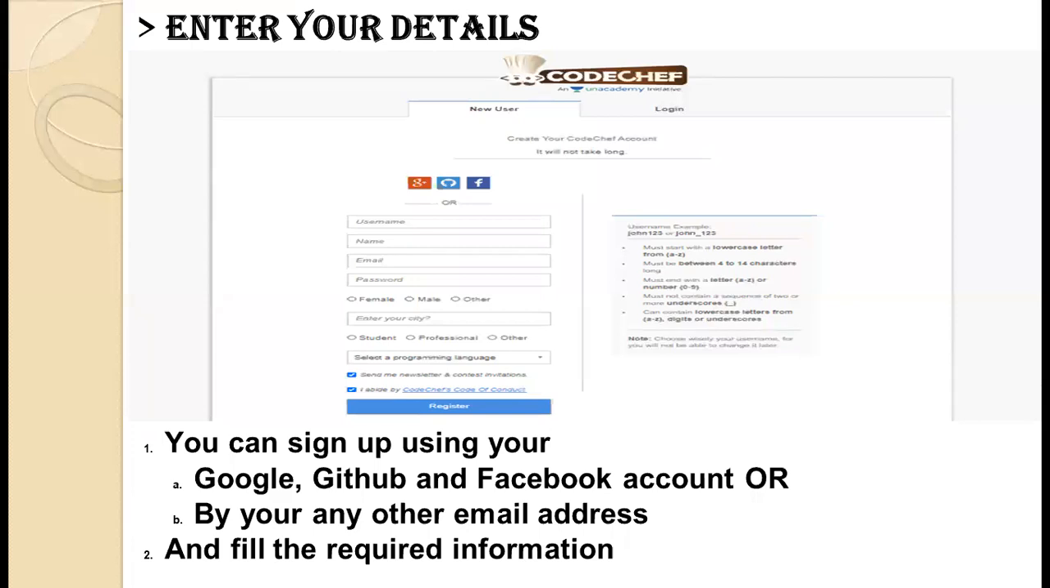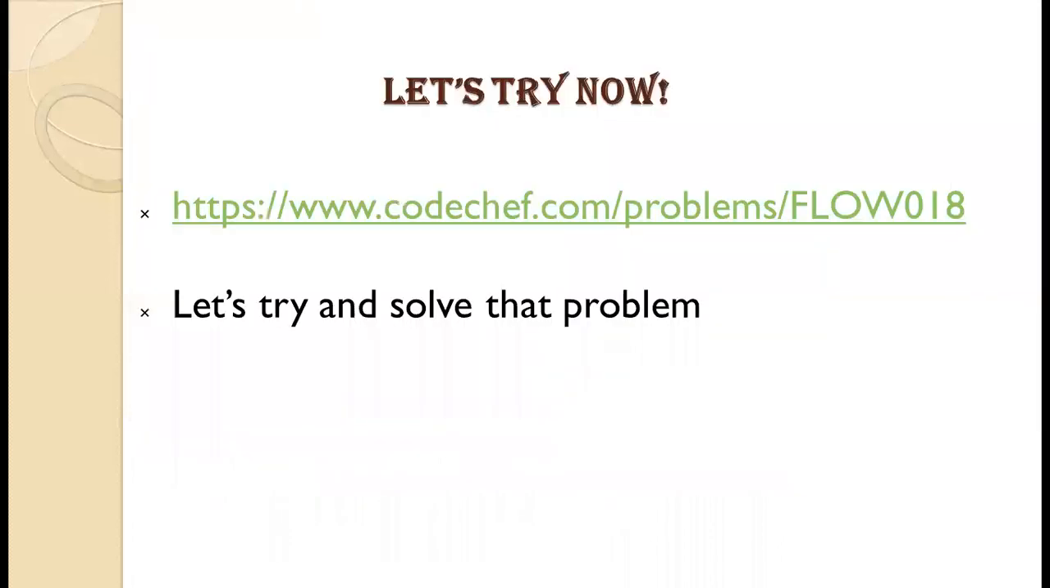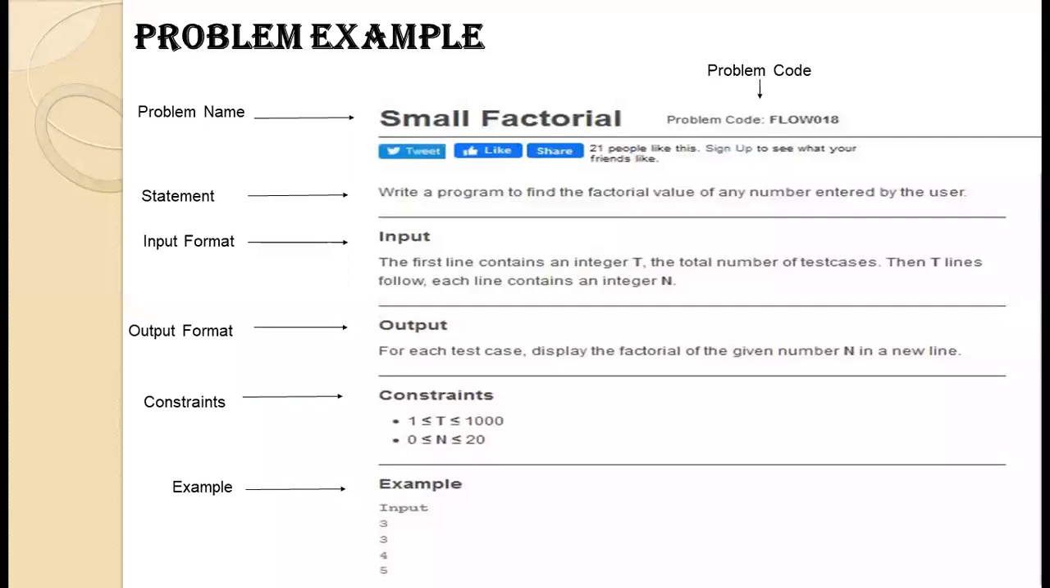Hello everyone, I am Shivkant, second year student from CSE department. So, let's try a problem now. We will see how to approach a problem. Let's move to the problem example here. What's the problem here? The problem name is Small Factorial and the problem code shown is FLOW018.